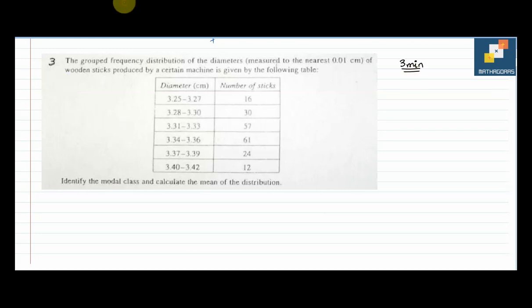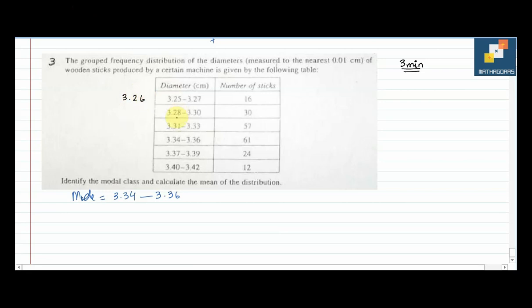Alright, so for the modal part, we have the highest frequency of 61. That means the mode, it's quite easy, it's 3.34 till 3.36. That is your mode answer. For the mean of this distribution, the first step is you need to find out the midpoint. So for midpoint, 3.25 plus 3.27 divided by 2, it's 3.26. So I'm just writing the midpoints here, 3.26.